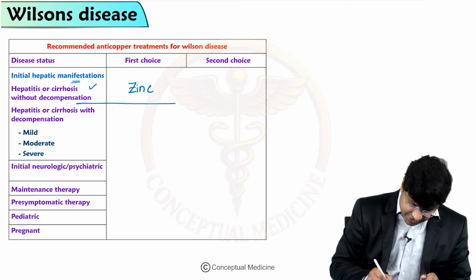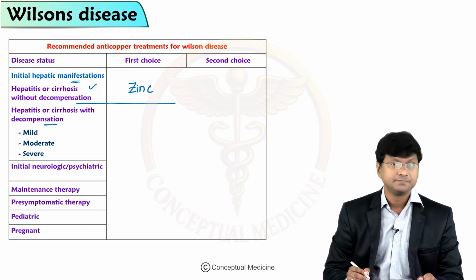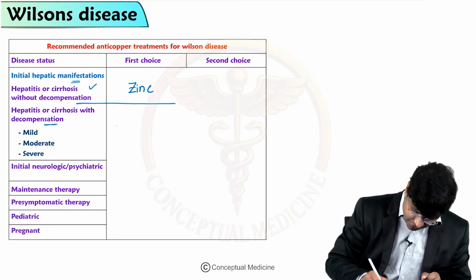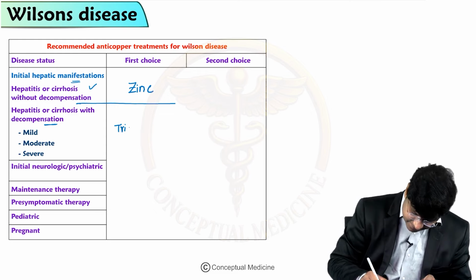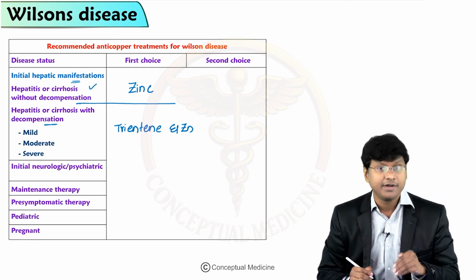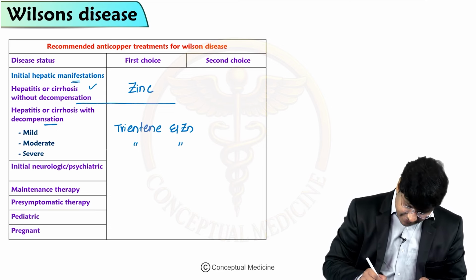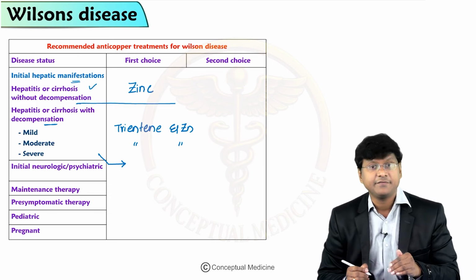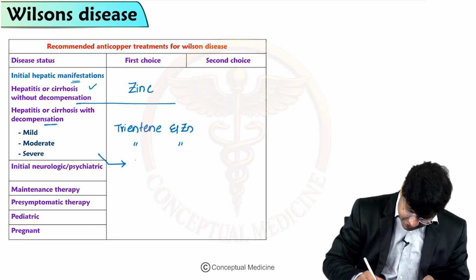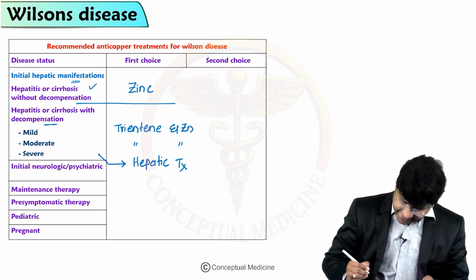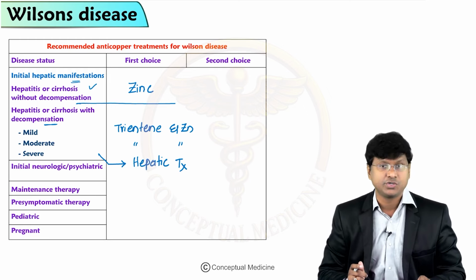Whereas, hepatitis or cirrhosis with decompensation, in mild form, you need to give trientine and zinc, right? Whereas in case of moderate, it is the same, trientine and as well as the zinc. Whereas in severe form, you need to do the hepatic transplantation, right? This will be the first choice treatment.